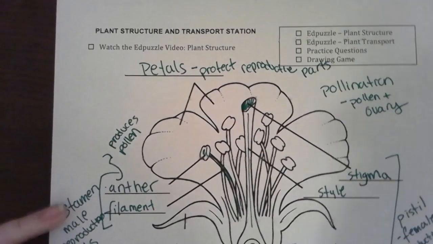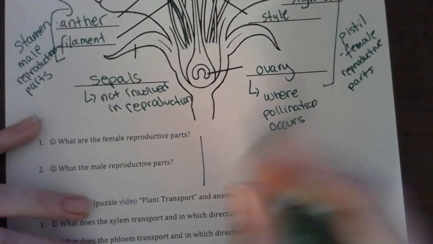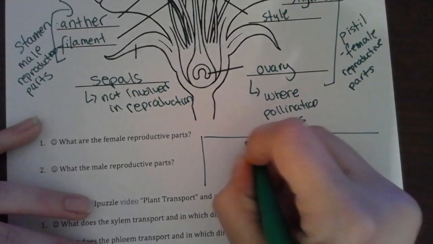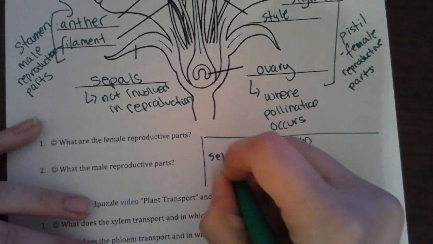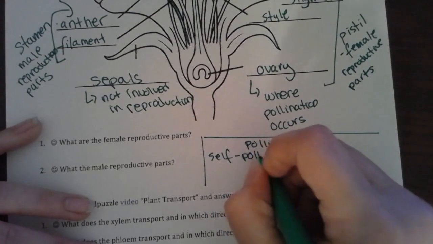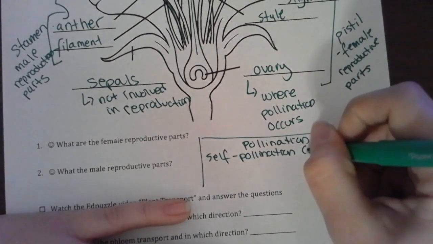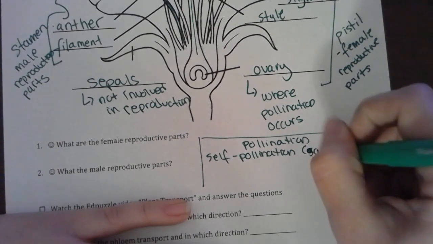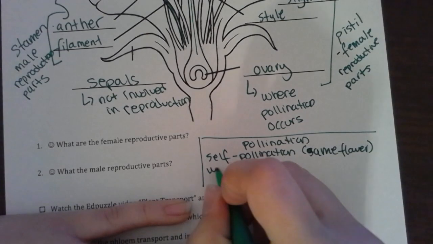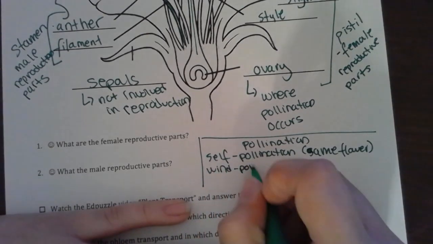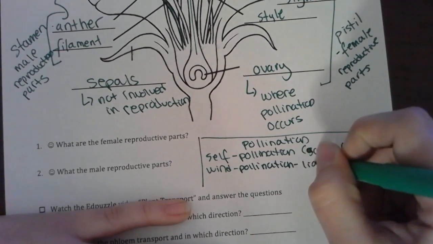So I'm going to write that down. I'm just going to write it down here, sorry. Okay, so for pollination, you can have self-pollination, which means it's the same flower. You can have wind pollination, which just means that's with really lightweight pollen.